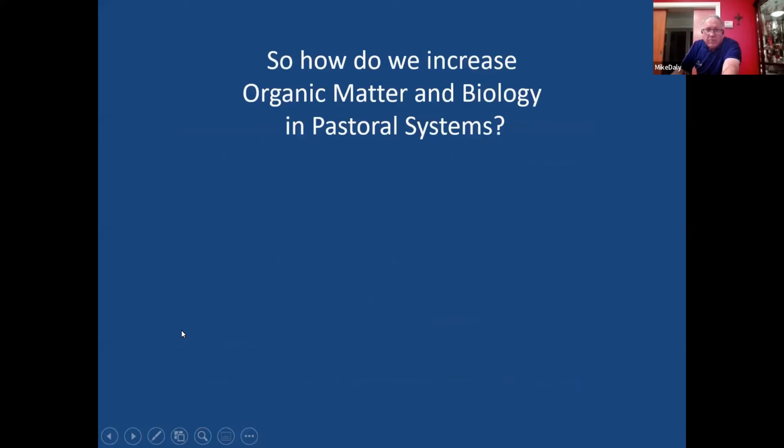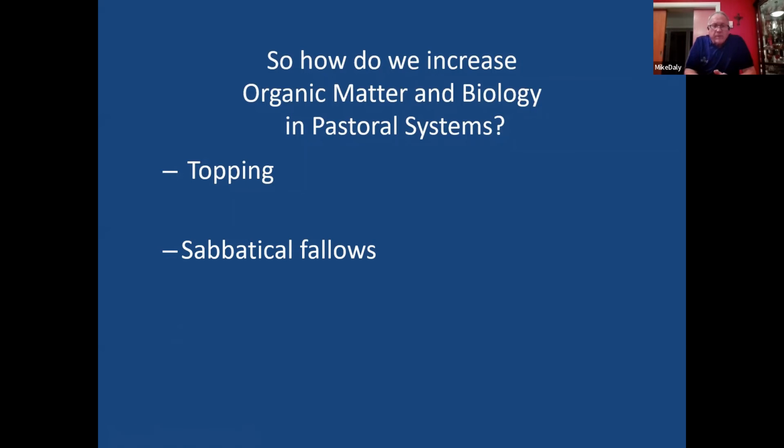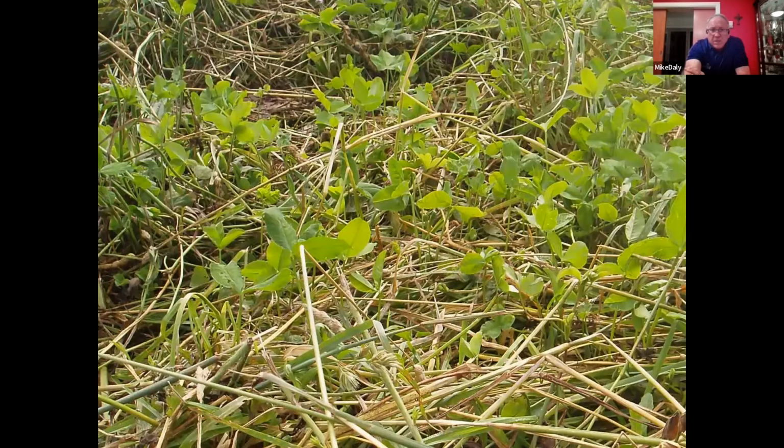So how do we increase organic matter and biology in pastoral systems? We can top. There used to be the old theory that you had to eat every blade of grass, but now it's changing, and we know that any grass that does not get eaten by the animals forms mulch and becomes a food for the microbes. So topping is useful. The only problem with topping is it burns diesel. Then sabbatical fallows. So you will know about a sabbatical fallow. That goes right back to biblical times, you know, 1 year out of every 7 being the land's totally rested. So here's an example of a pasture that has a lot of dead material just sort of mulching back down into the soil.